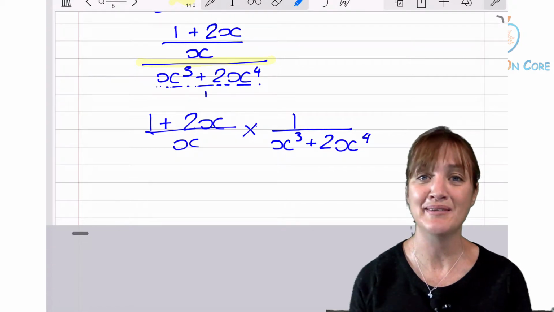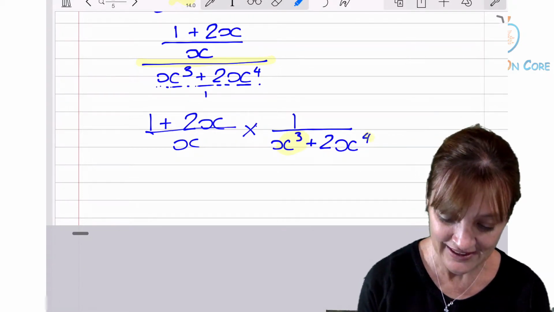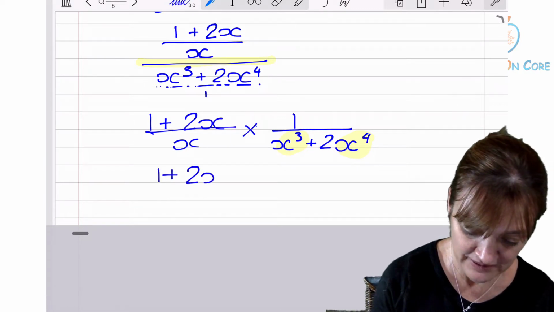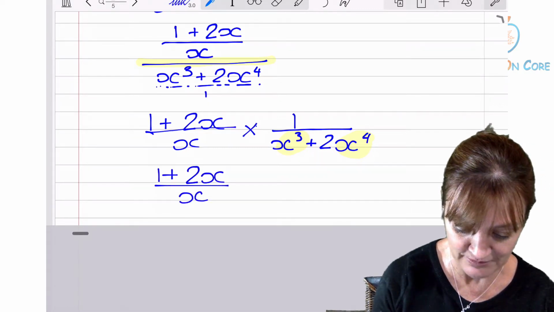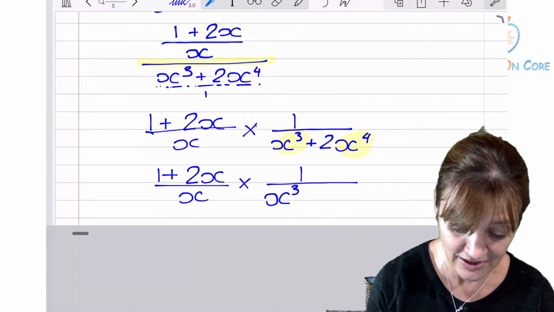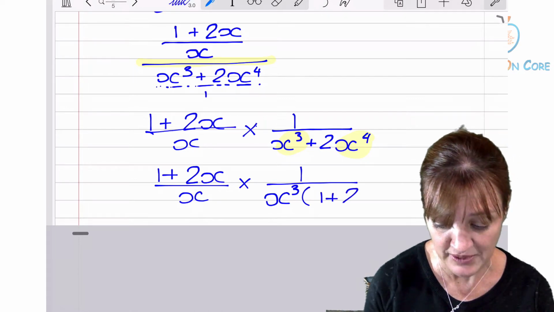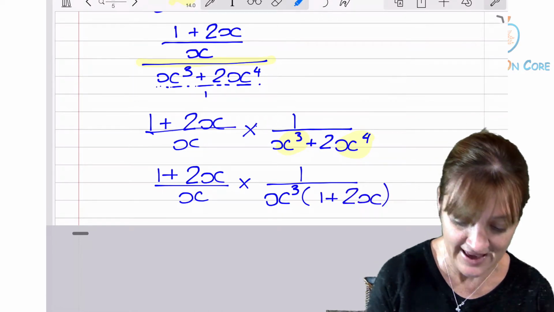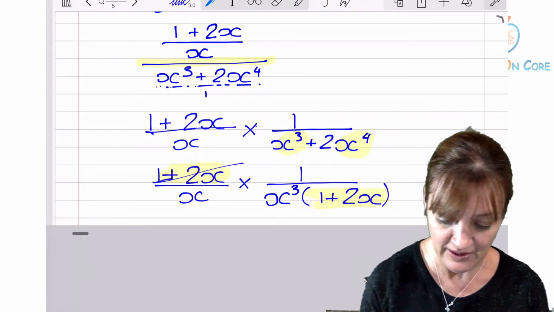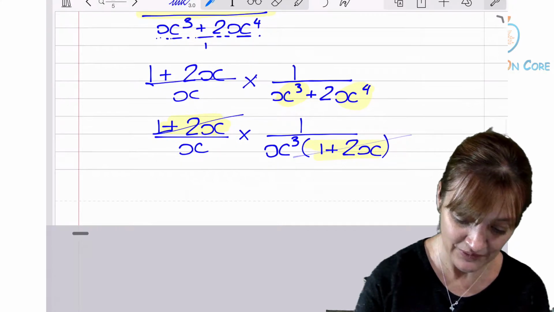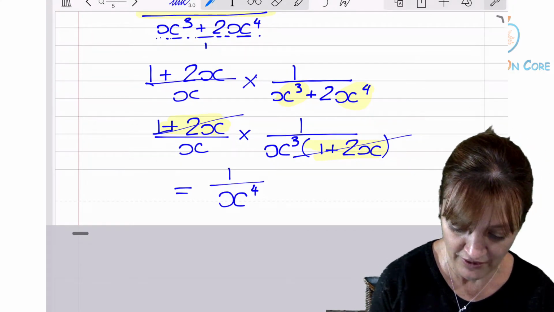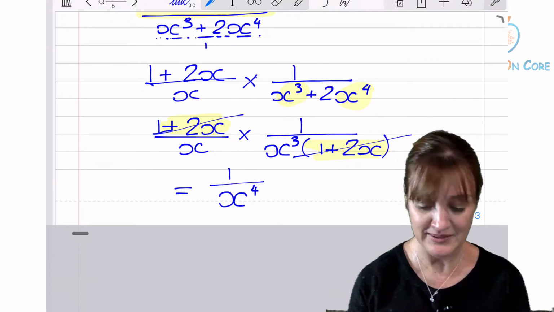We need to somehow try and cancel these things, and at this point, highest common factor is almost always your lifeline, okay? You've got a common factor in those two terms over there. So 1 plus 2x over x, there's nothing more I can do to simplify all of that. But down below here, I can take out an x cubed, which is going to leave me with 1 plus 2x. And by doing that, do we notice that that and that are exactly the same? So they will cancel. All right, and then magically things are looking a whole lot more simple. I've got 1 over x to the 4. That's what we're sitting with, okay?